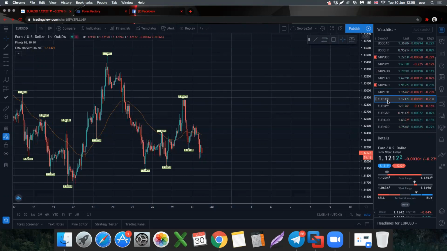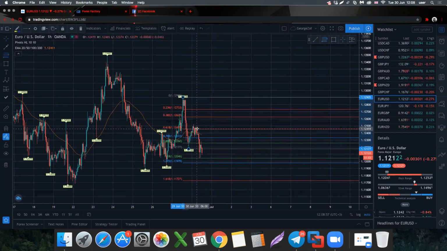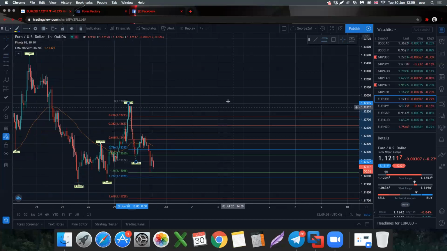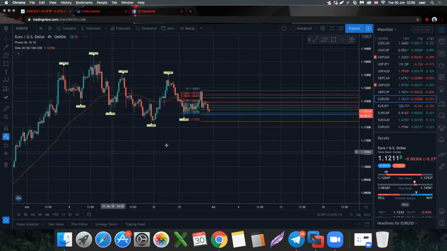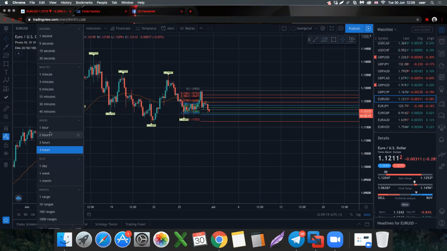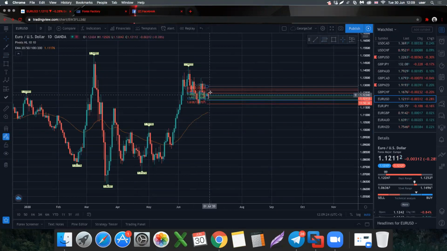Euro USD, wow. Lowest low, highest high, retraced to 61.8 and is going down like crazy. Okay, let me zoom out. Let me check this also in 4 hours. Yeah, it's a downtrend. It's below the EMA, and on day one, it's an uptrend.